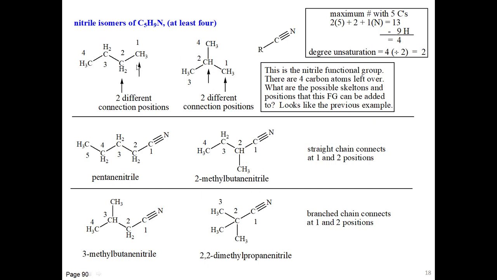So now I have the same 2 skeletons that I can attach at the end, or I can attach at the second position. These are going to be nitriles, okay? So we just need a little bit more to say exactly what they are. We'll learn that in our next chapter, chapter 4. Or I could attach at the one position here, like I did, or the middle position here, which I did, and these will be additional nitriles. So from this simple formula right here, and considering that's a nitrile, we have 4 possible isomers.